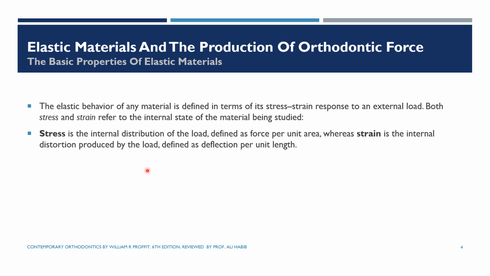The elastic behavior of any material always is defined in terms of stress-strain response to an external load. So when we want to study elastic behavior of wires, for example, we have to study it on what we call stress-strain curve or load deflection curve. What is stress? Stress is the internal distribution of the load, defined as force per unit area. So what happens in the wire as a result of the force. Strain, on the other hand, is the internal distortion produced by the load, defined as deflection per unit length.